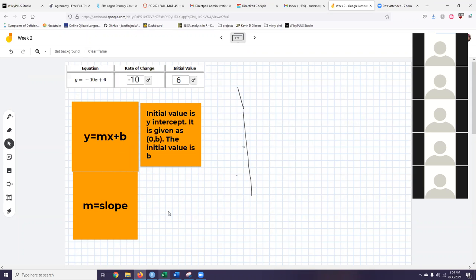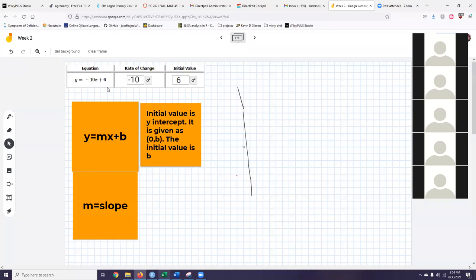So did you get the rate of change? This is the equation right here: y equals mx plus b. The rate of change is the slope. M is the slope. So whatever number is in front of x, which is negative 10, is the rate of change. The initial value is kind of the y-intercept. It's the point where if I entered a 0 into this, it's where it would cross the y-axis, which is given as (0, b) whenever I do y-intercept. So whatever this number is when you have 0 as an x value.